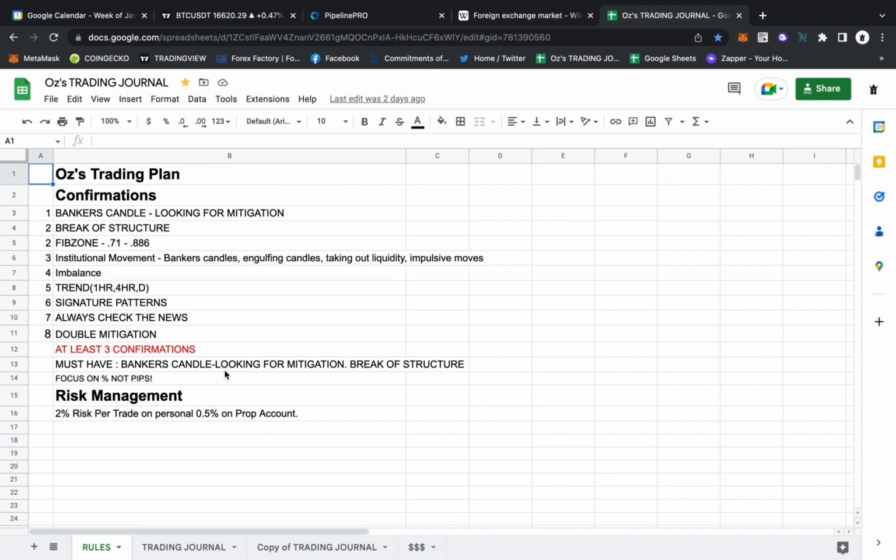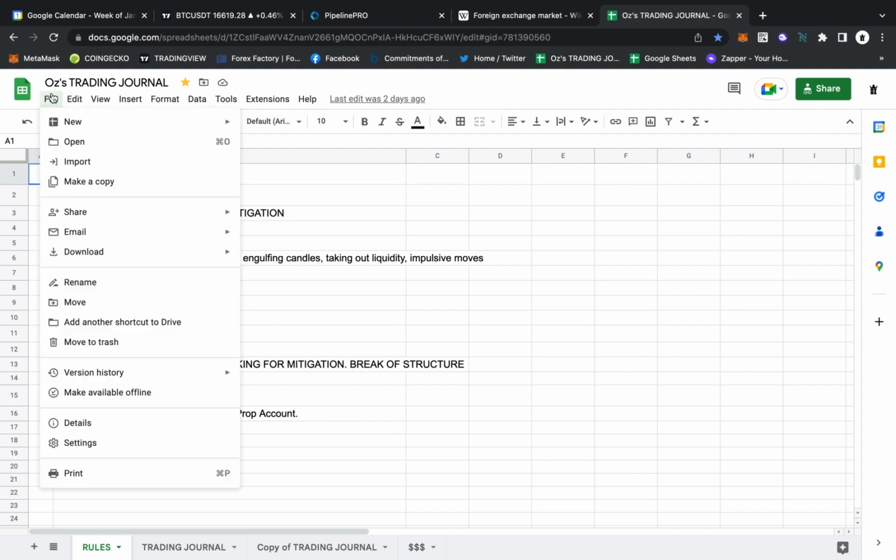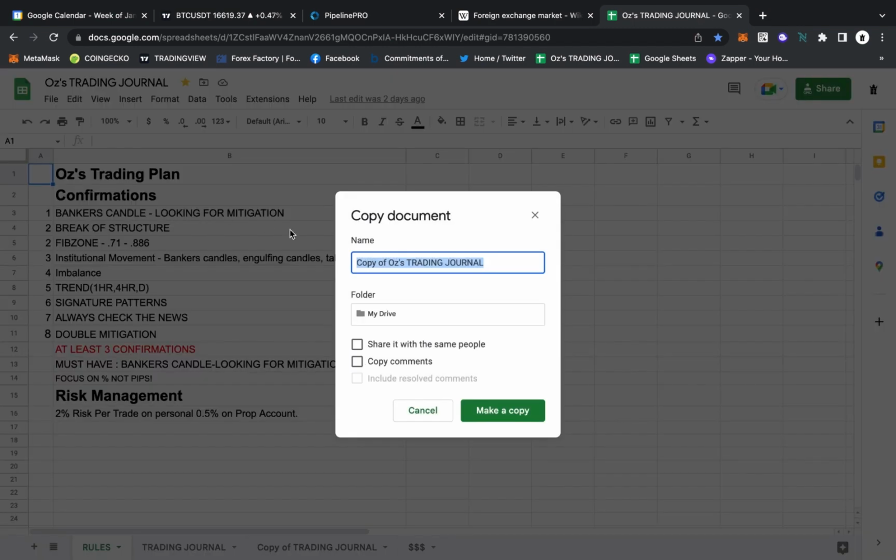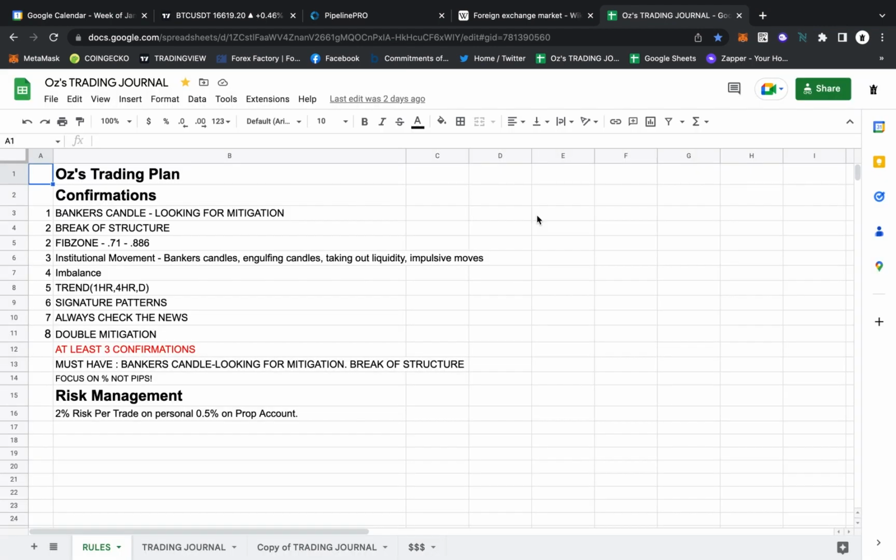This is already in the Discord, but what you need to do is when you come to this page here, you come up here to file and you press make a copy, and then you name it whatever you want, share it wherever you want, and then make a copy, and you will be able to edit this to your liking, right? And as you can see here, I have at least 3 confirmations and just some rules that I want to stick to. I cannot stress enough how important a trading plan is, because if you don't have a trading plan, you're just going to be all over the place in the markets.